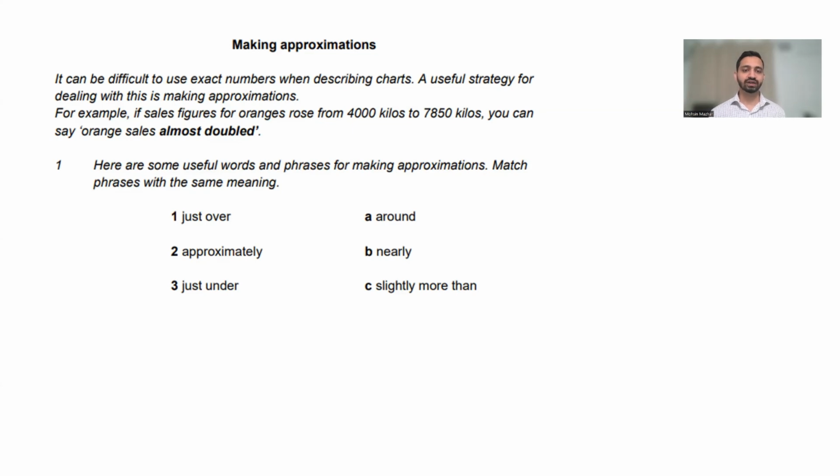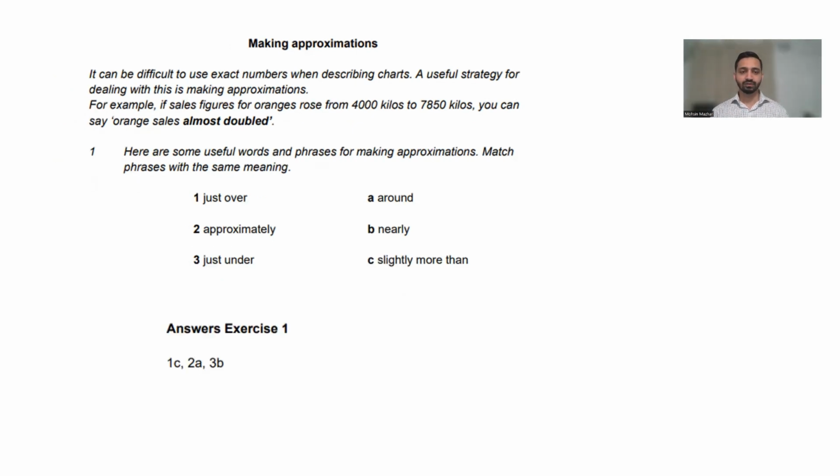Here are some useful words and phrases for making approximations. Match the phrases. Do this activity on your own. Pause the video here. Match the phrases on the left with the same meaning on the right. It's a quick activity, and when you come back, we'll review the answers. All right, let's look at the answers. So number one is C, just over means slightly more than. Approximately is around, and just under is nearly. It's not the same, but it's nearly. That means just under, let's say, 8,000. So nearly 8,000 or just under 8,000, you can also use those adverbs.